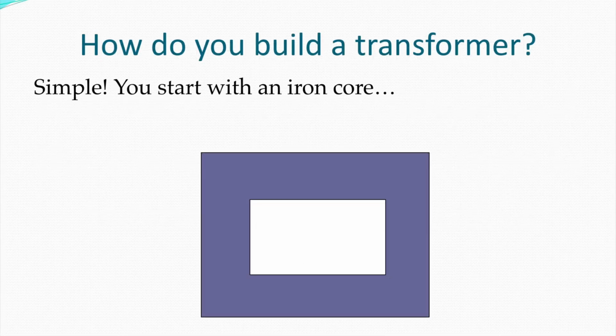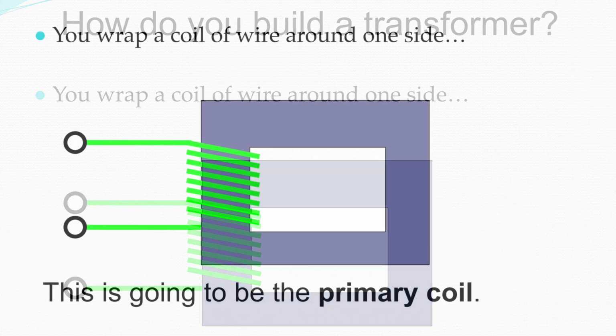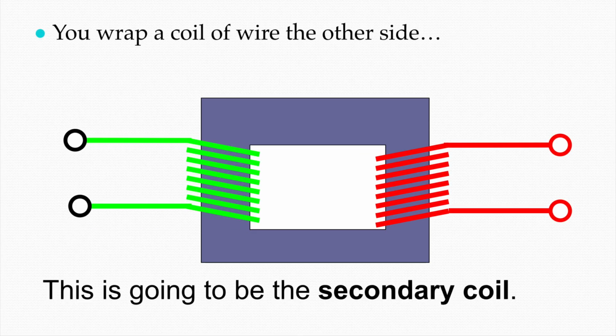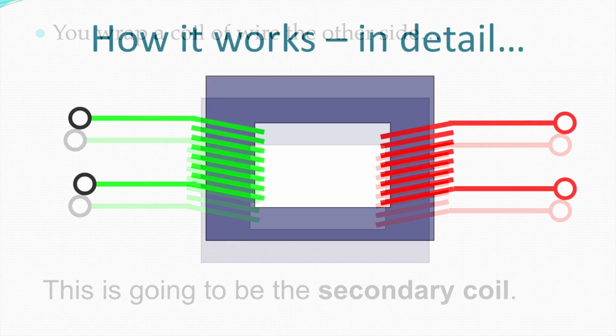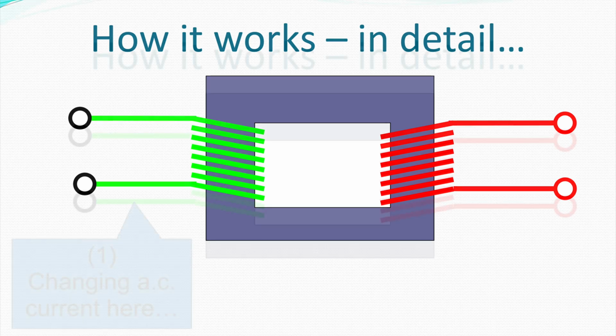Now we'll describe how you can build a transformer, starting with a soft iron core. We then wrap a coil of wire around one side of the iron core. This will be known as the primary coil. We then wrap another coil of wire around the other side of the soft iron core, and this is the secondary coil. We're now going to look in a little bit more detail on how this works.